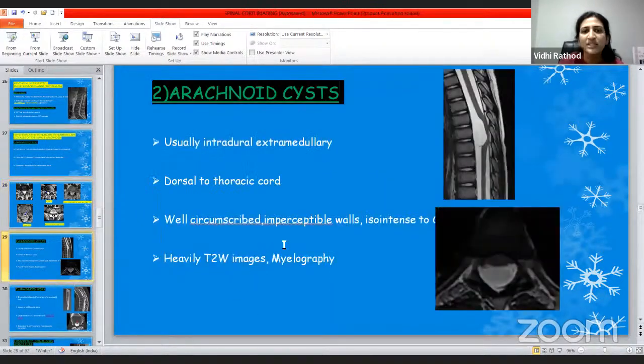Secondly, coming to arachnoid cysts. They can be located in any compartment, but most commonly they are intradural and extramedullary, mostly located in the thoracic cord dorsally. They are well circumscribed, have imperceptible walls, and they are isointense to the CSF. On heavily T2 weighted images, they are best seen. They can also be seen on myelography.